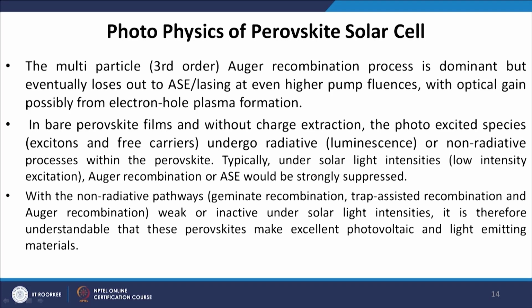Now, what is left is the multi-particle third order Auger recombination process. So, the multi-particle recombination is now dominant, but eventually gives way to amplified stimulated emission, or ASE, or lasing at even higher pump fluence, with optical gain possibly from the electron hole plasma formation. So, there are 3 different kinds of recombination that can happen in any optoelectronic device.